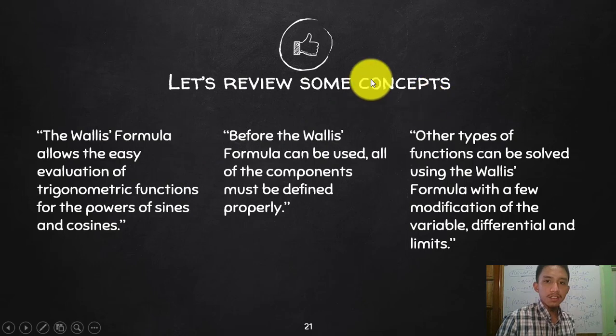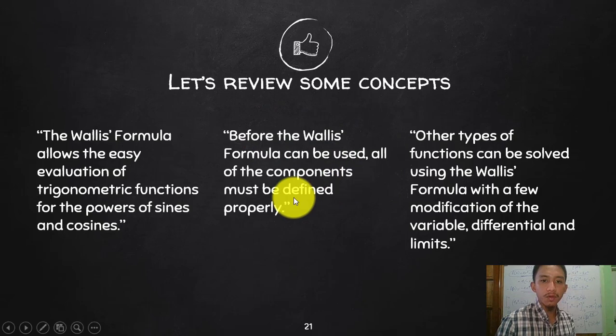So this is just the important concept. Wallis's formula allows the easy evaluation of trigonometric functions for the powers of sine and cosine. And before Wallis's formula can be used, all the components must be defined properly. So again, you cannot just be using Wallis's without putting that in the form of Wallis's formula. And other types of function can be solved using Wallis's formula with a few modifications of variable, differential, and limit. So that is Wallis's formula.